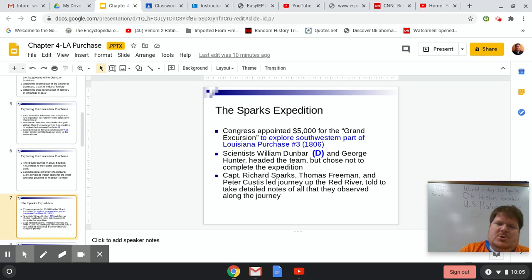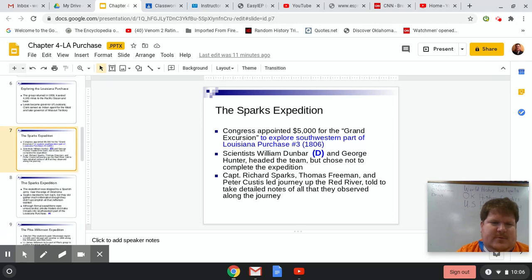So William Dunbar and George Hunter were heading out as a team. They would ultimately not complete this expedition. They would run into some problems. They went up the Washita River in Louisiana and into Arkansas, but not up to the Red River. We see that Captain Richard Sparks and Thomas Freeman, and we would see that Peter Custis led the journey into the Red River, and they had a little bit more detailed notes about this area.